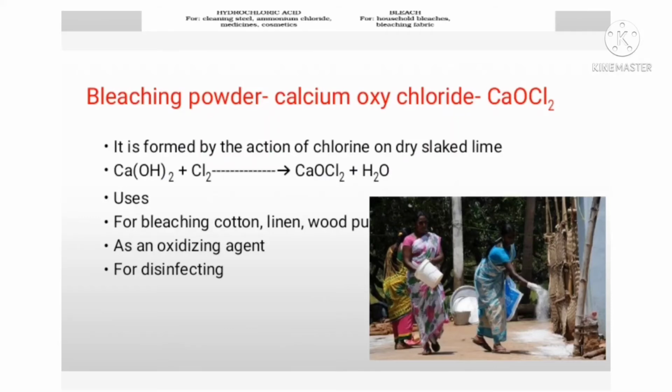And the uses of bleaching powder are: it is used for bleaching cotton and linen in the textile industry, and for bleaching wood pulp in the paper industry. It is used for the manufacture of chloroform, CHCl3. It is used for making wool unshrinkable. And it is used for disinfecting drinking water supply.